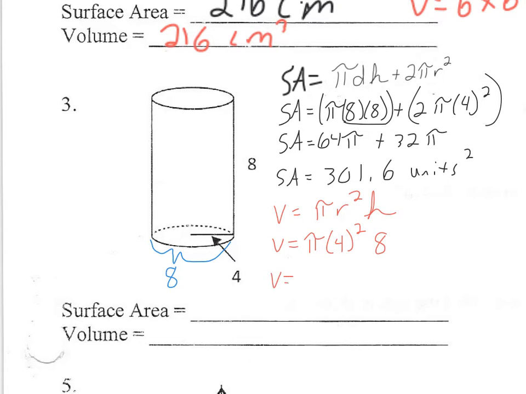If you want to simplify ahead of time, you can. If you do that, it's 4 squared, which is 16. 16 times 8 is 128. So you get 128 pi. The reason I'm showing you that is because it would be possible for your EOC to leave it in terms of pi instead of giving you a decimal. Most of the time they're wanting a decimal, and make sure you know how to round, but it would at least be possible for them to show you that.